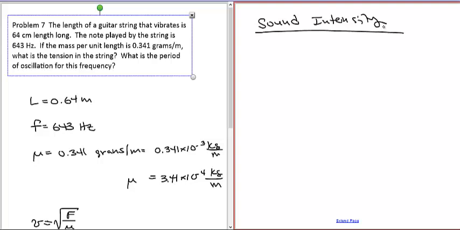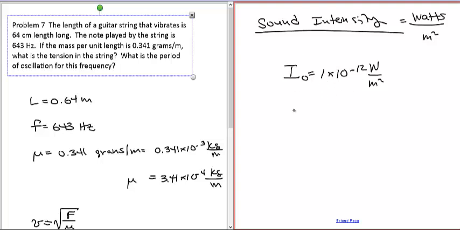So sound intensity has units of watts per meter squared, power per area. And we call that I. Now we have this I0, which is kind of like a reference intensity, which is 1 times 10 to the minus 12 watts per meter squared. That's the minimum level that somebody can hear. And we base everything on that.